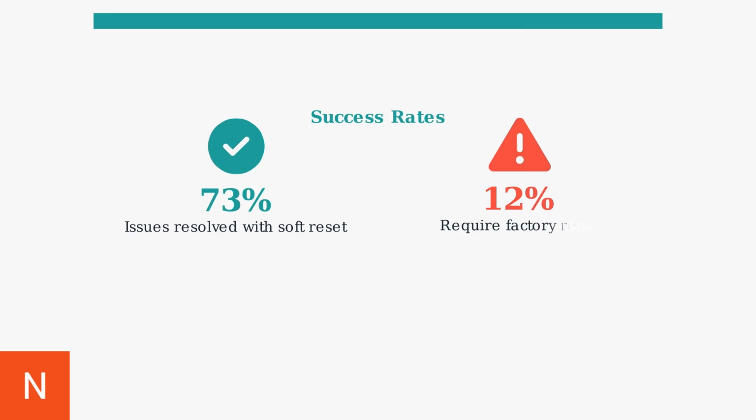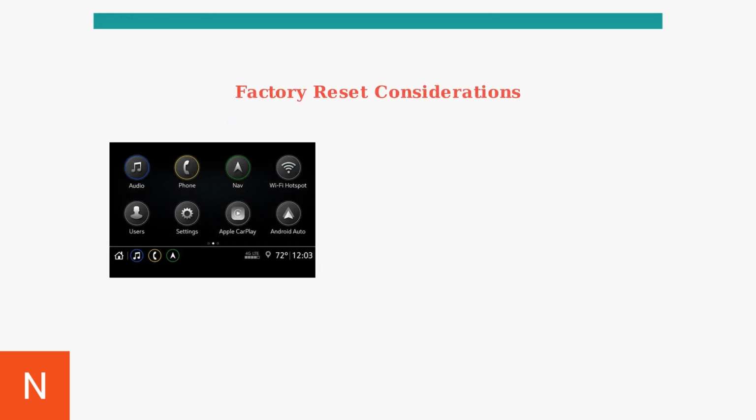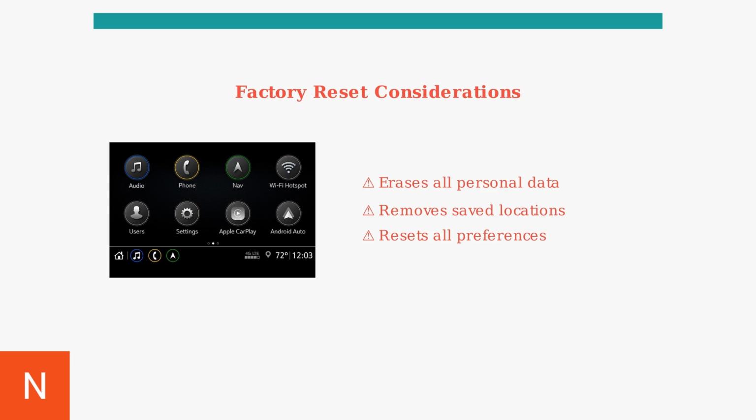According to 2024 data, soft resets successfully resolve 73% of navigation system issues. This makes them your best first option. If a soft reset doesn't solve the problem, you may need a factory reset. However, this will erase all your personal settings and saved locations.